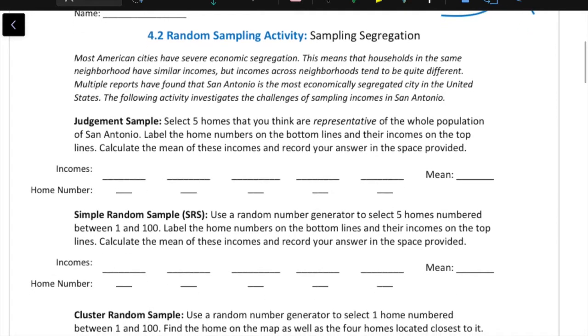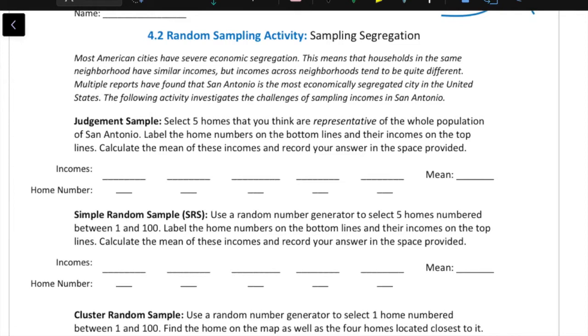So the first one is a judgment sample. This is where we're going to select 5 homes that we think are representative of the whole population of San Antonio. Label the home numbers on the bottom line and their incomes on the top line. Calculate the mean of these incomes and record your answer in the space provided.